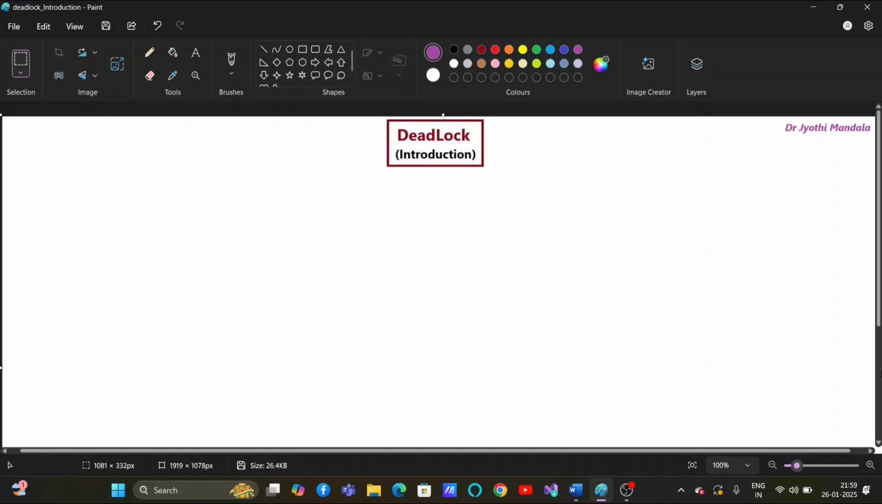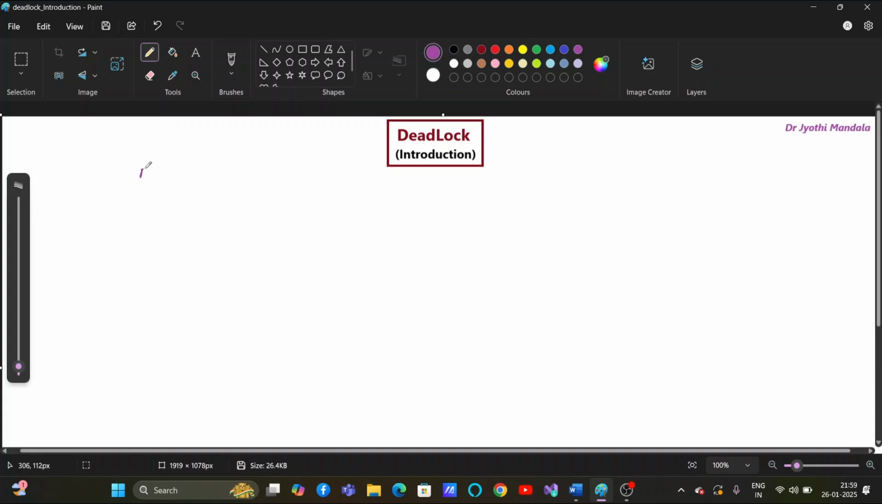In this lecture, we will understand what is deadlock and get a little bit of introduction about deadlock. Before going into that, you all might be aware that in our computer system we have some resources available, like a printer, memory, cache memory, or a scanner. These are all your resources.